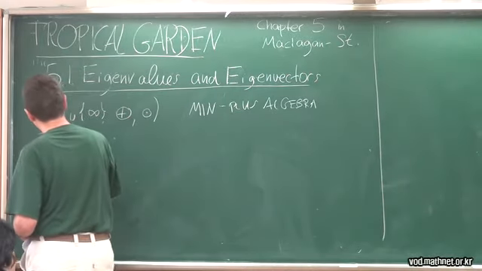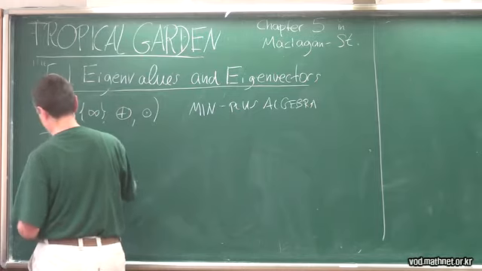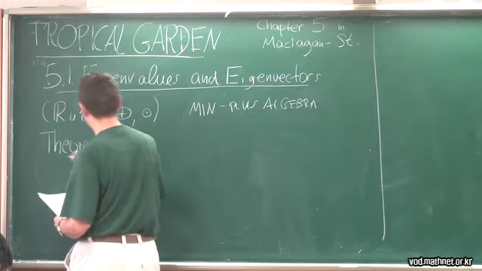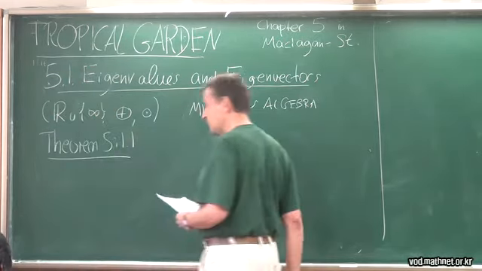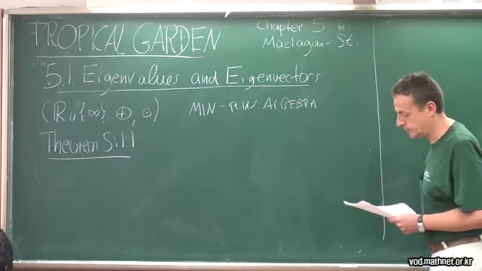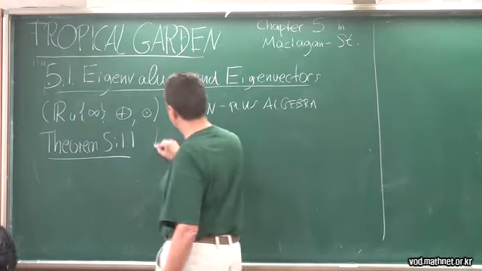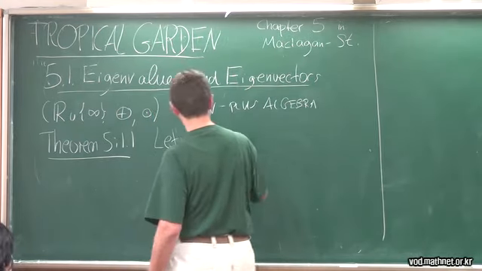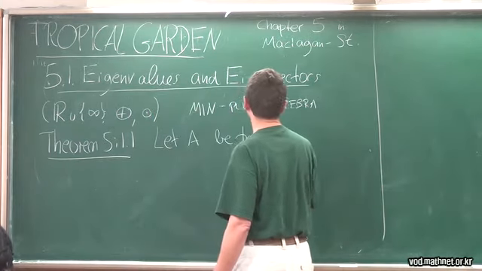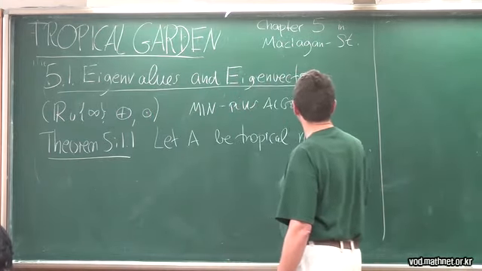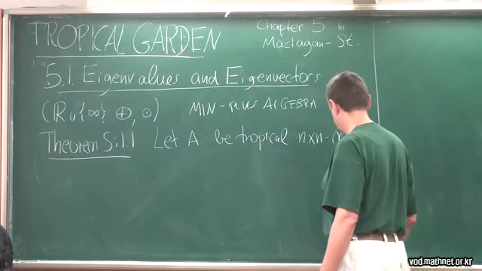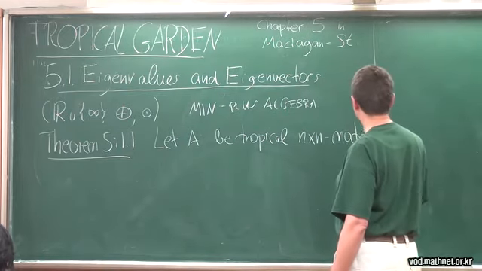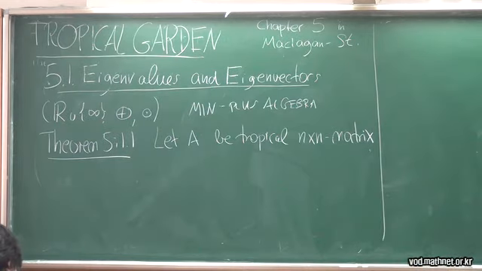And I'm going to state a theorem right away. That's Theorem 5.11 in this book, which is in draft form available on my website. So let A be a tropical n by n matrix. Tropical just means the entries are real numbers, but I do allow plus infinity. So maybe it's impossible to go from some gate to some other gate. Okay.